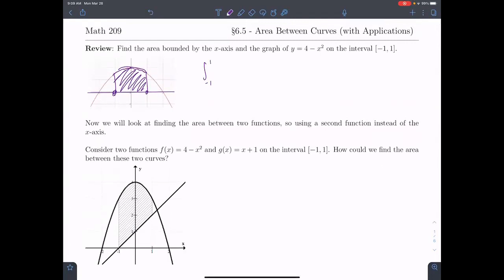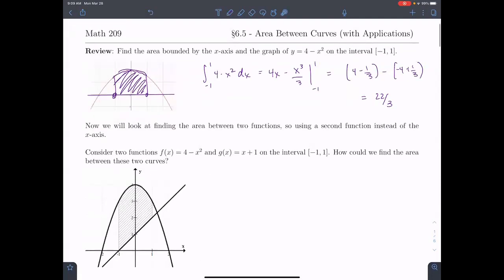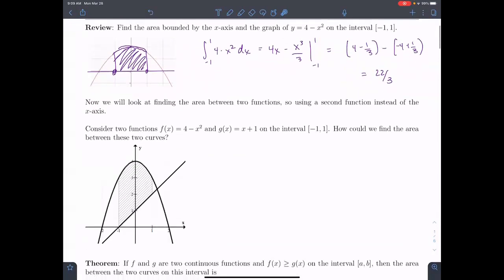So the definite integral from -1 to 1 of the function, and then integrate and evaluate. And so you have 4x minus x cubed over 3, evaluated from -1 to 1. When you plug in 1, you get 4 minus a third. And when you plug in -1, you get -4 plus a third. This altogether gives you 22/3. So the point here is that we looked for x-intercepts first. We didn't find any, so we didn't need to break up the integral into different pieces. And so the idea for this is going to be similar.